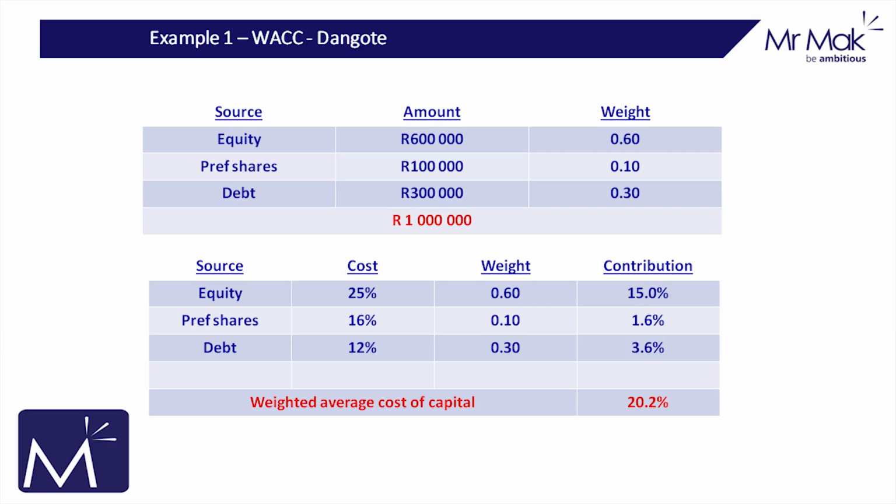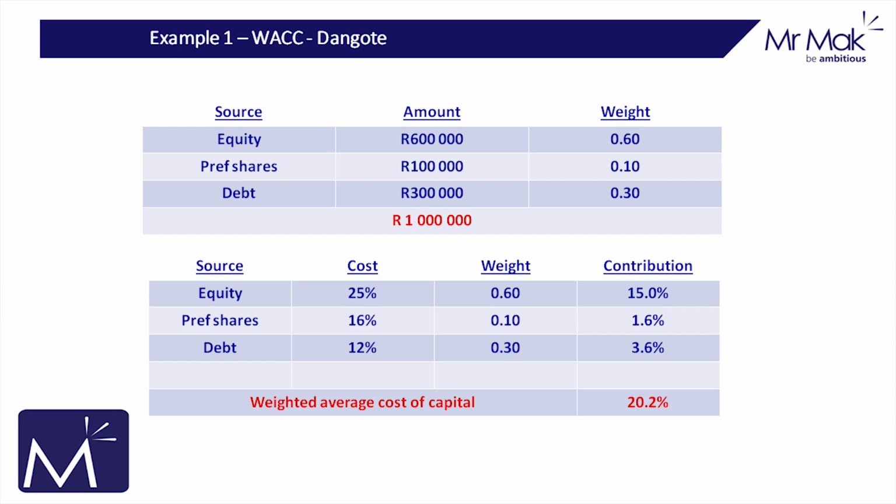So to weight the equity, you'd simply take the total amount of equity, 600,000 MAC, and divide it by the total capital base of 1 million MAC. That gives it a weighting of 0.6. Similarly, for the preference shares, we would take the total preference share amount of 100,000 MAC and divide it by the total capital base of 1 million MAC. That gives us a weighting for preference shares of 0.1.